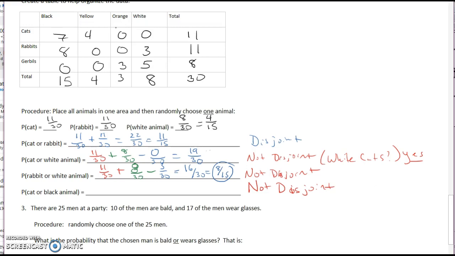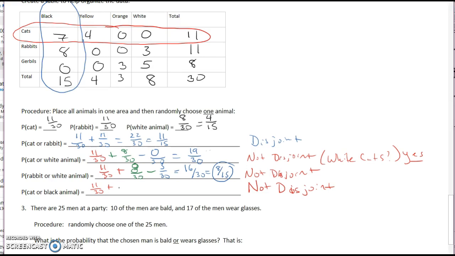So we're going to do the probability of getting a cat first, which is, again, 11 out of 30. Plus, we're going to do the probability of getting a black animal, which is right here. So that one is going to be 15 out of 30. And then we just need to subtract any overlap. And you can see you're kind of looking for the T and the cross. That's right here. This is going to be that overlap. So we're going to subtract 7 out of 30.